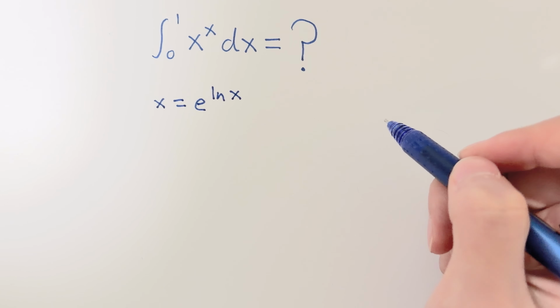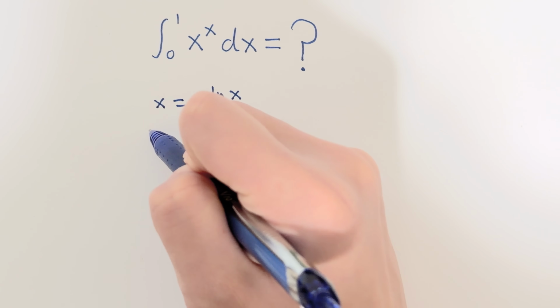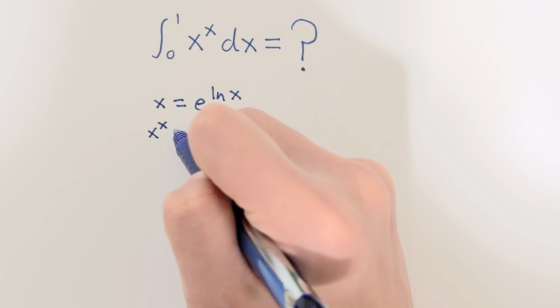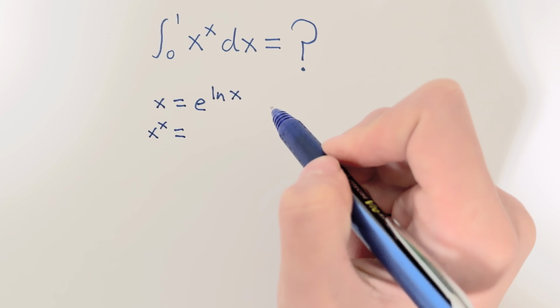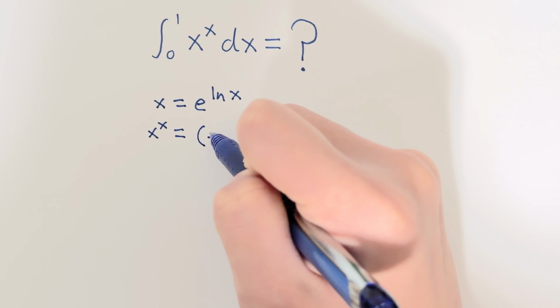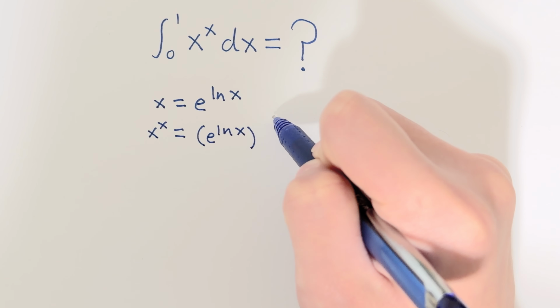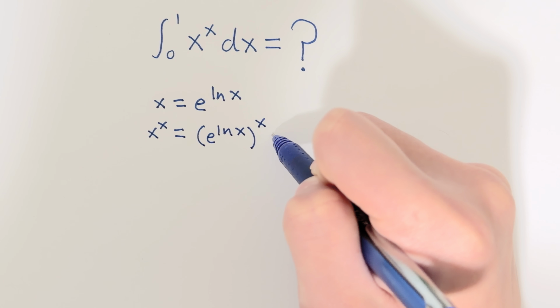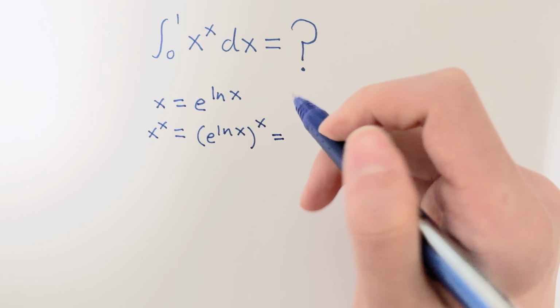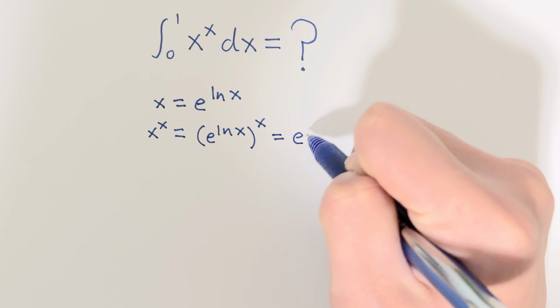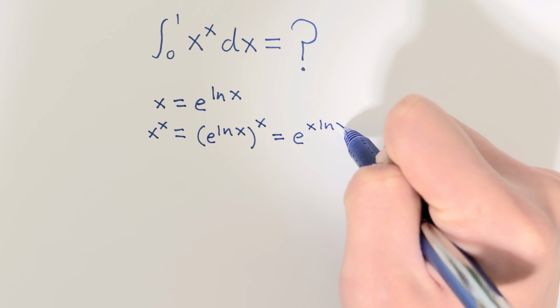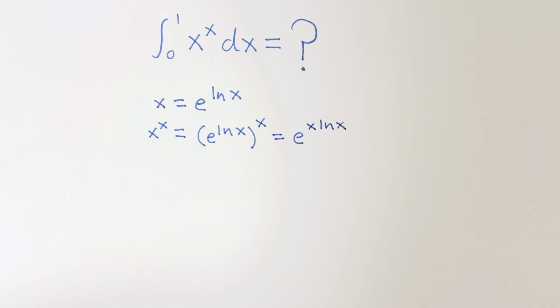So we can transform our function x to the power of x as e to the power of ln x, to the power of x, which equals e to the power of x ln x. So now the variable is only in the exponent. We've turned a double variable problem into a standard exponential one.